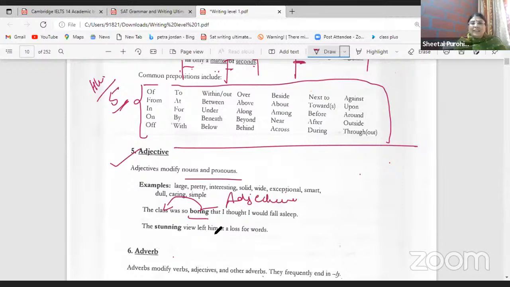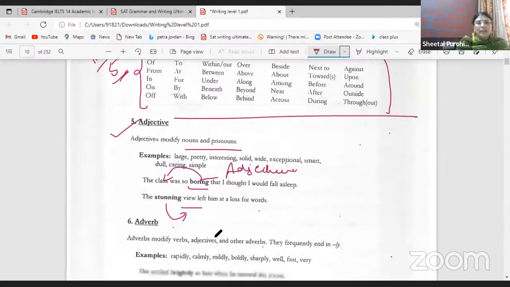The stunning view left him at a loss for words. What kind of view is it? It is a stunning view. So stunning is telling something more about the noun view. That is the reason it is called an adjective. Clear? Now, the next one is adverbs.